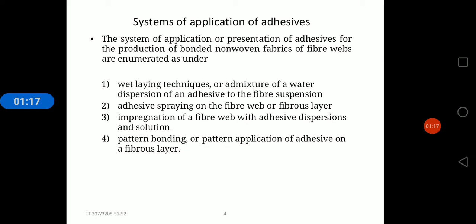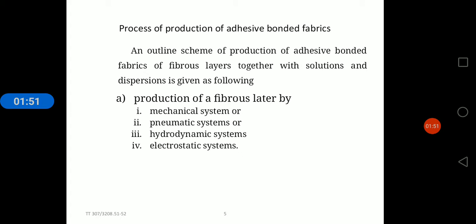The systems of application or presentation of adhesives for the production of bonded non-woven fabrics or fiber webs are enumerated as under: wet laying techniques or admixture of water dispersion of an adhesive to the fiber suspension, adhesive spraying of the fiber web, impregnation of fiber web with adhesive dispersions and solutions, pattern bonding or pattern application of adhesive on the fibrous layer. And second one is the process of production of adhesive bonded fabrics.